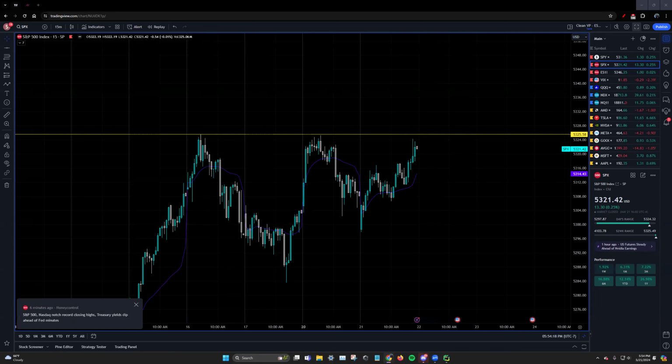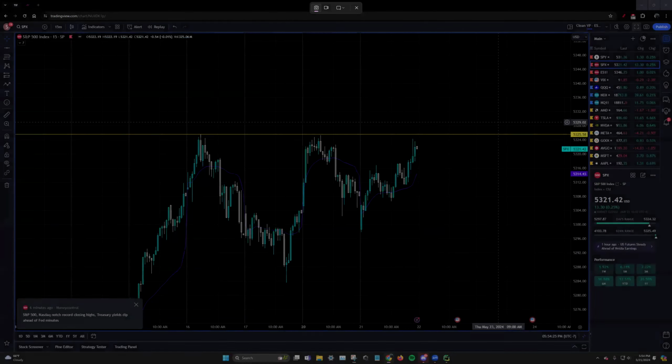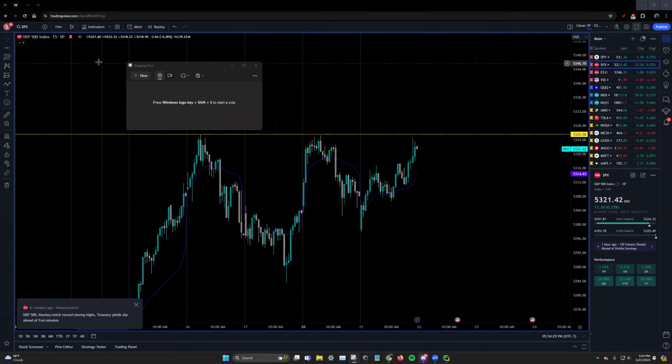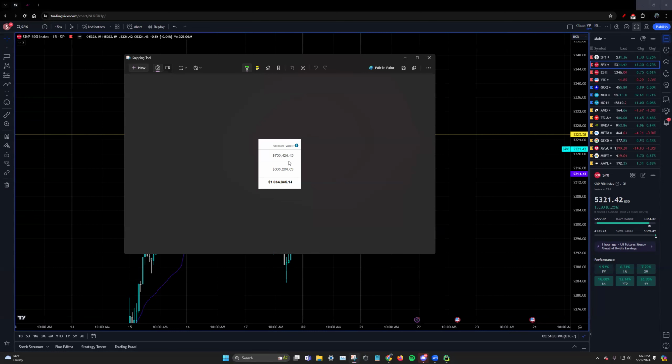If I go to both, I have, yeah, these are two accounts that I have. One is for dividends, one is for long-term holds and selling calls.